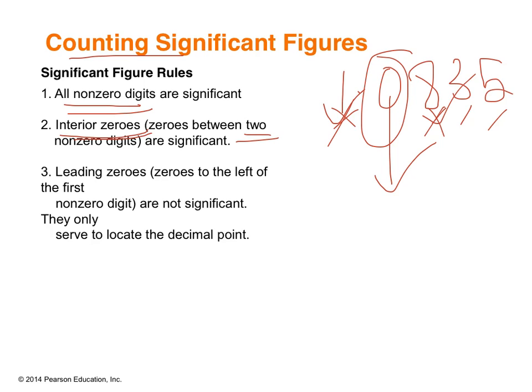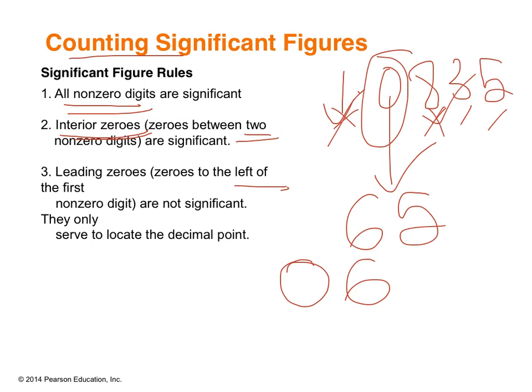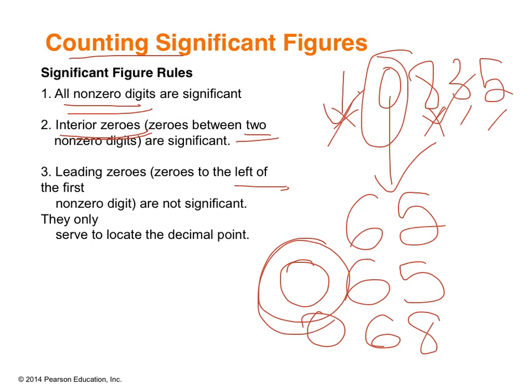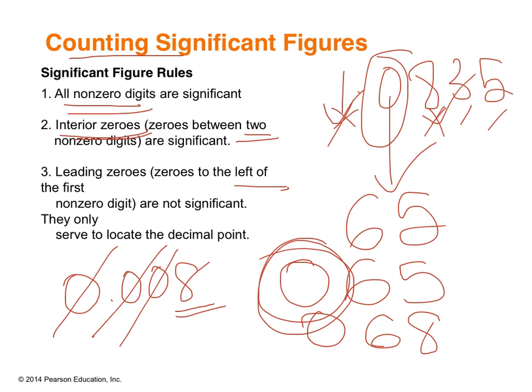Now leading zeros are not significant. What are leading zeros? Leading zeros are the zeros that are to the left of the first non-zero digit. For example, you could write 65, but if you write a number as 065 or 068, anything that comes before the first non-zero digit is not significant. Also in this case, 0.008, for example, these zeros are not significant because they come just before the first non-zero digit.